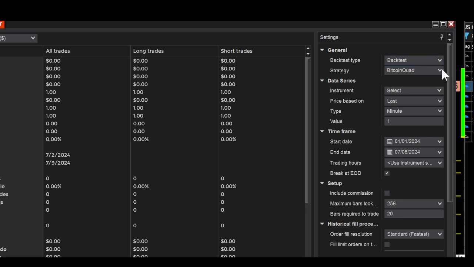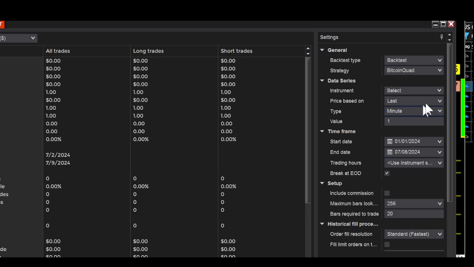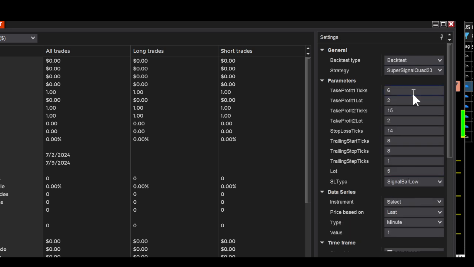We're going to put it on the super signal 23 quad strategy super signal. And then I'll just keep these. I will change this to 8 here. I'll change that to 1. That's what I typically use. I'll leave everything as it is. I'll even close this up a little, which I usually like, the 4, 2, 15 trailing bar.